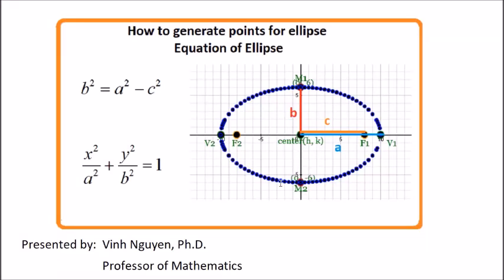In this video, I'm going to show how the points on the ellipse are generated. So how these points here are generated. And then we call the distance from here to here B, the distance from here to here A, and the distance from here to here C. And then I will also show that B squared is equal to A squared minus C squared. And the equation of this ellipse will be x squared over A squared plus y squared over B squared is equal to 1.